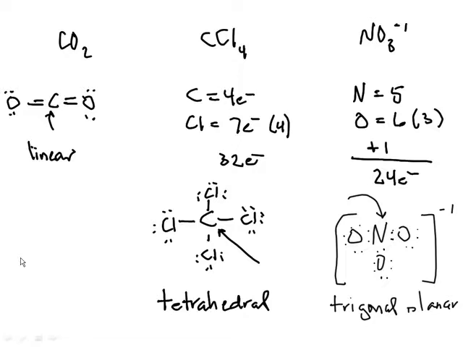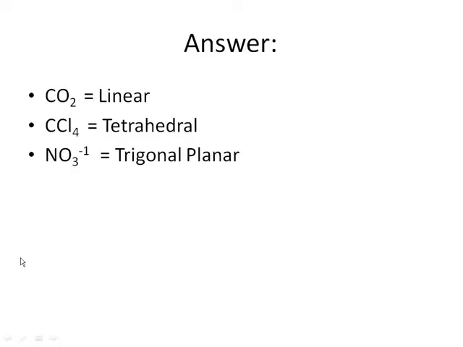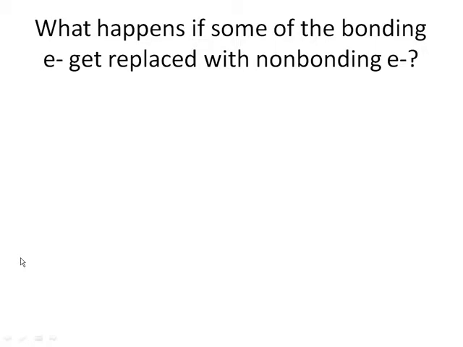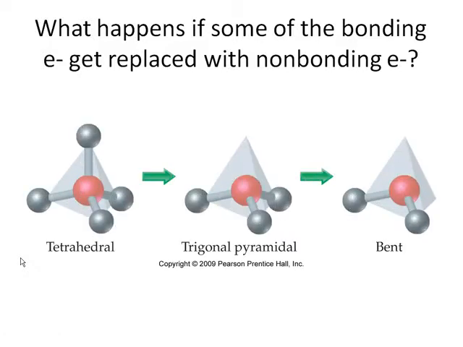And there they are. So what happens if some of the bonding electrons get replaced with non-bonding electrons? Well, we get a whole slew of other shapes. If we start with tetrahedral and take one bonding thing away and replace it with a pair of non-bonding electrons, then our shape is trigonal pyramidal. If we take a second bonding thing away and replace it with a non-bonding pair of electrons, now we're looking at bent.